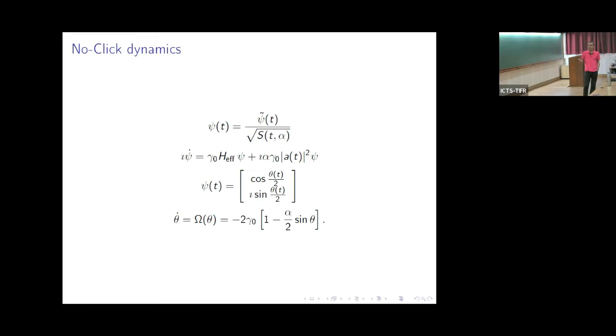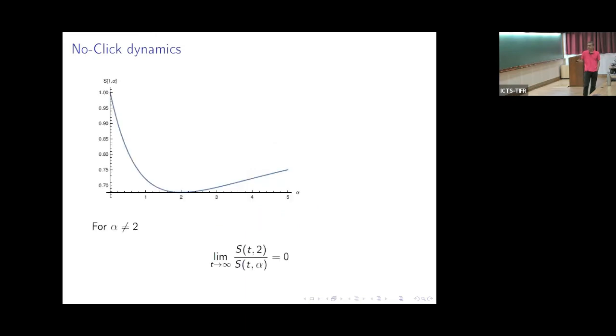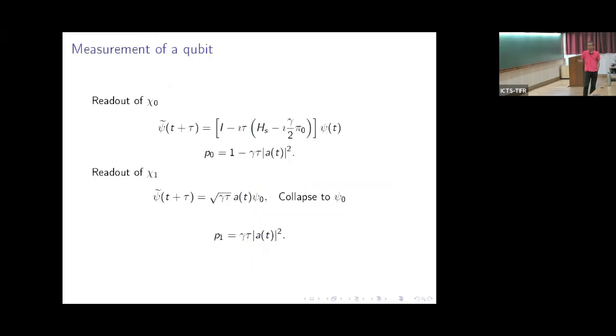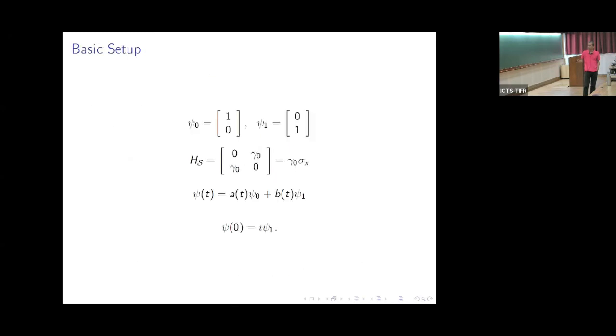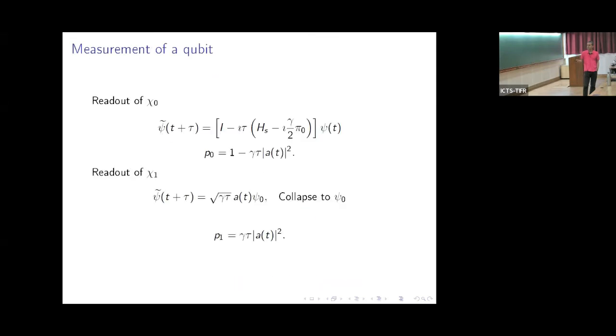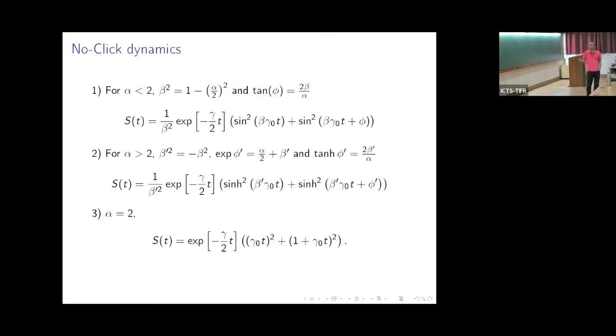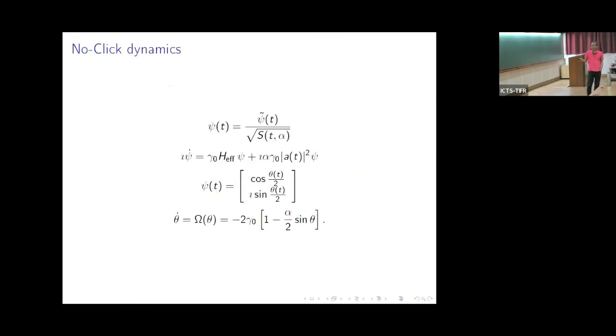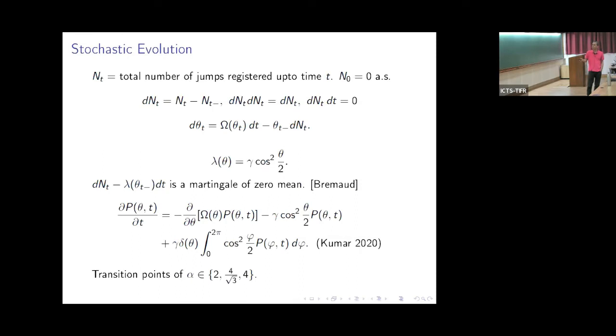But when a click happens, then the system jumps to the state psi 0, as we see here. So the value of theta goes to 0 at that instance. So this equation for theta was via this stochastic dynamics.